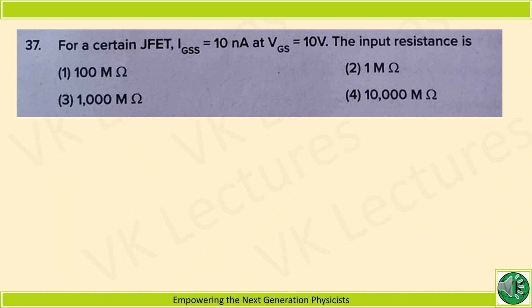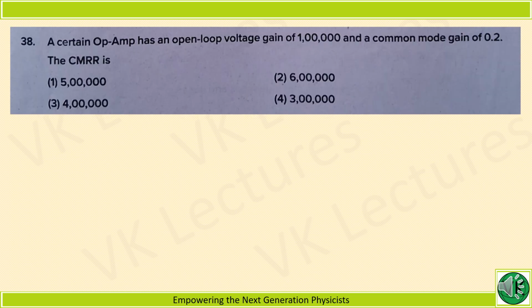For a certain JFET, IGS is equal to 10 nanoampere at VGS equal to 10 volt. The input resistance is 1000 mega ohm. A certain op amp has an open loop voltage gain of 1 lakh and a common mode gain of 0.2. The CMRR is, the answer is option 1, 5 lakh.